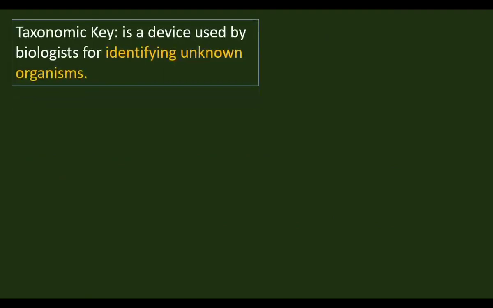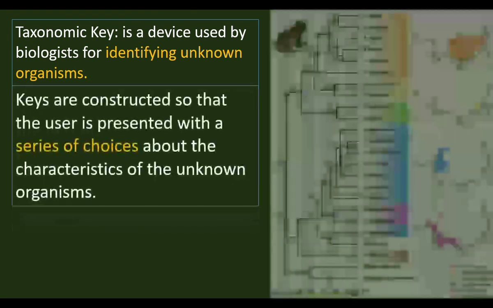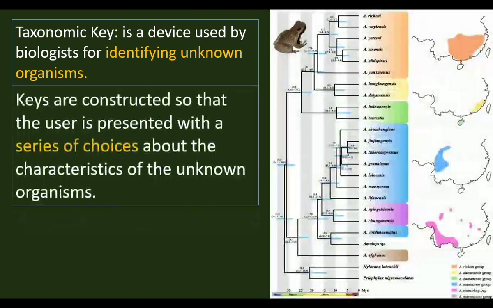Taxonomic key is a traditional tool. Taxonomic key is used by the biologist for identifying an unknown organism. A key is constructed for the purpose of identifying organisms. The key provides a series of choices. Look at this picture. The key shows a series of choices.